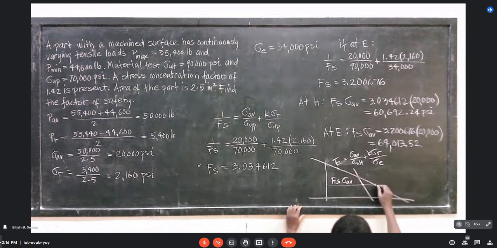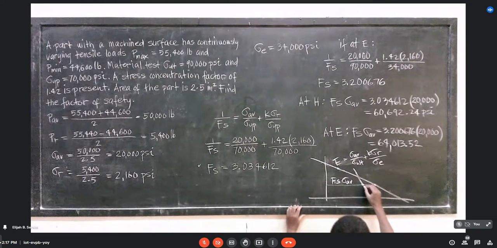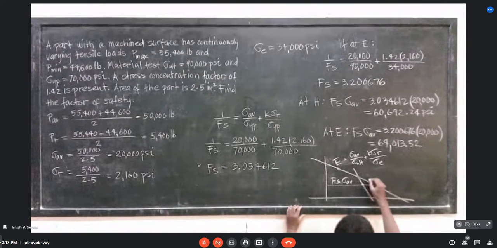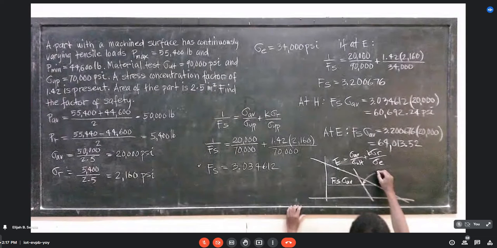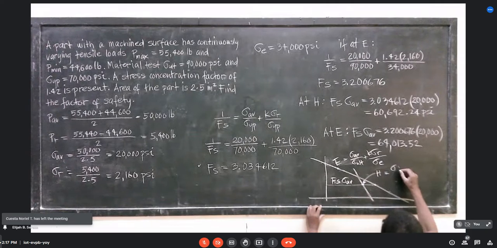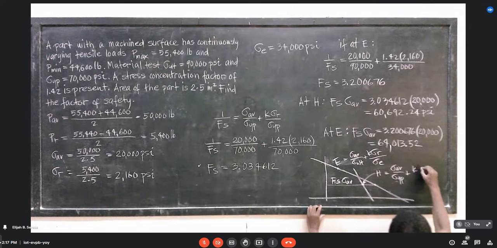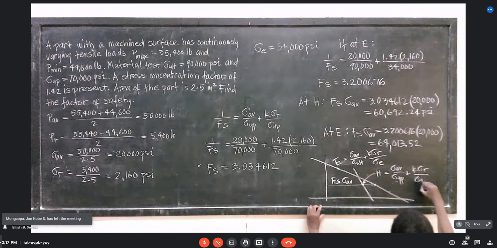However, when you are in this line, for H, your formula is average over the yield point plus K range over yield point. Okay?